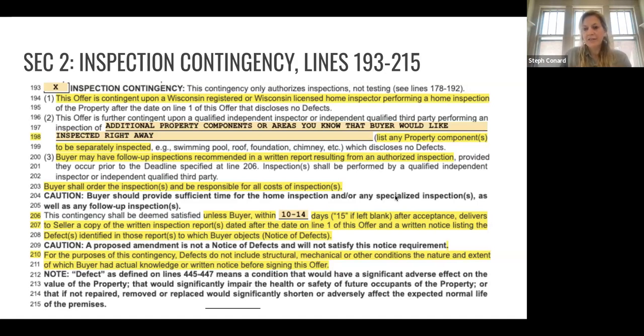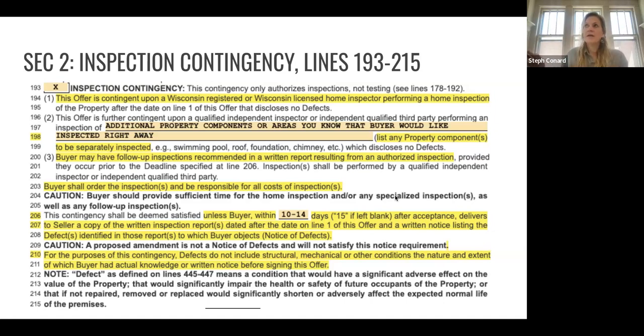The buyer did not have the knowledge of the true nature and extent of that roof leak issue. So that could be something that a buyer could name on a notice of defects because it was beyond what they were originally told in that real estate condition report. So again, I am speaking strictly to lines 210 and 211 when I'm referring to that.